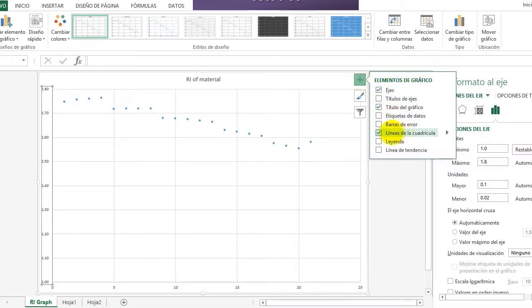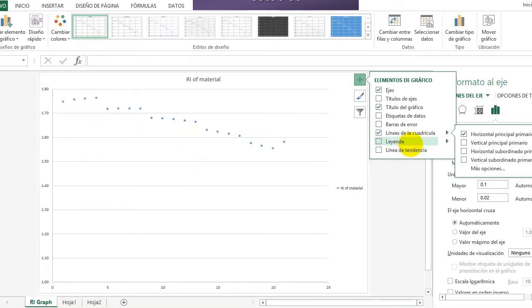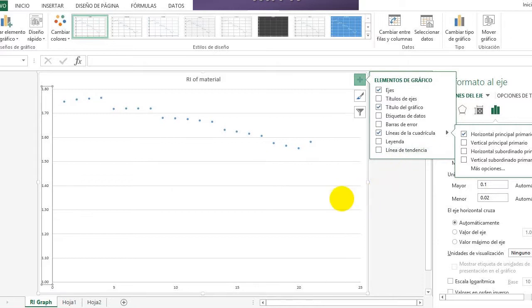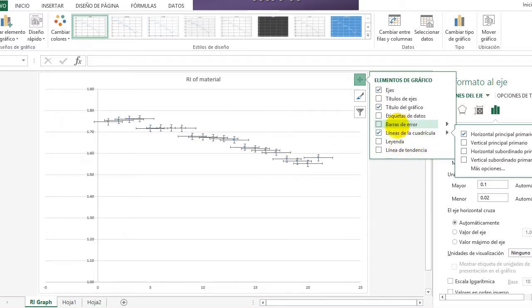Elements of our graph. I want to change these graph lines. And I don't want the horizontal, or sorry, I don't want the vertical ones there because those don't really tell us anything. I like the horizontal ones, but I don't want the vertical ones. You can see as you hover over each one of these, it'll change the graph to show you what it would look like if you clicked OK for that. So a linear trendline would show us something there. I don't want that on there because, again, this is an artificial thing. Error bars, we can't rely on these error bars because they're not calculated necessarily the way we need to for IB.